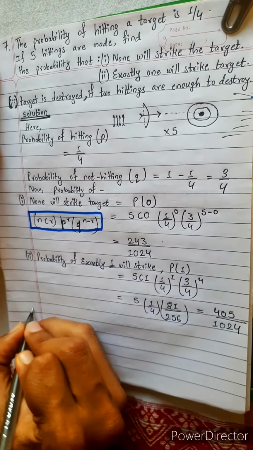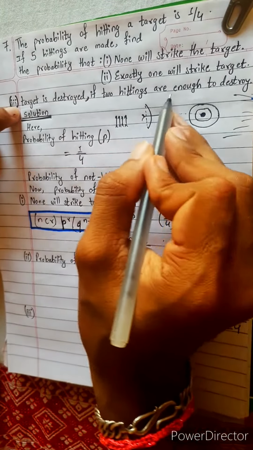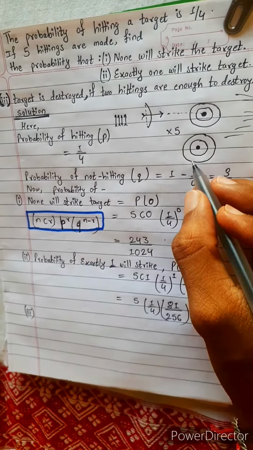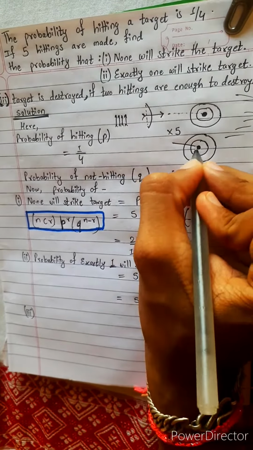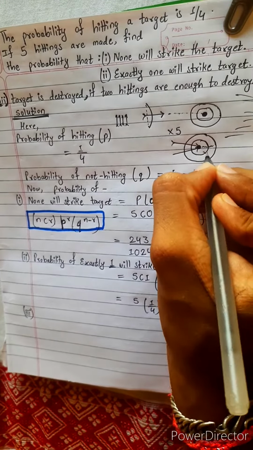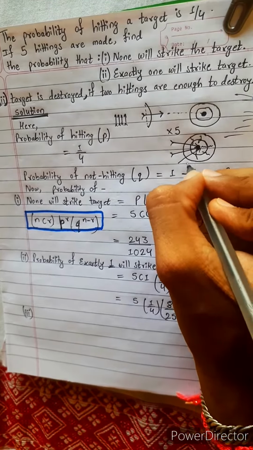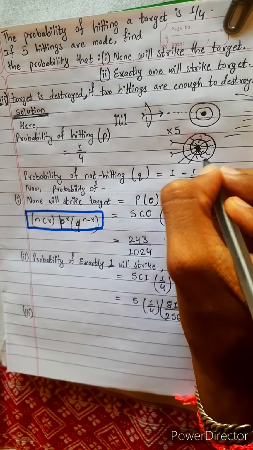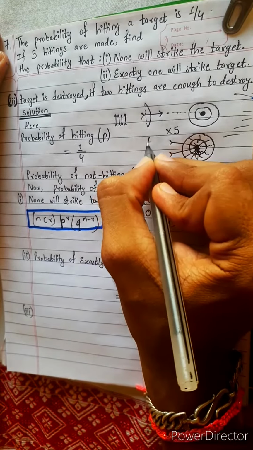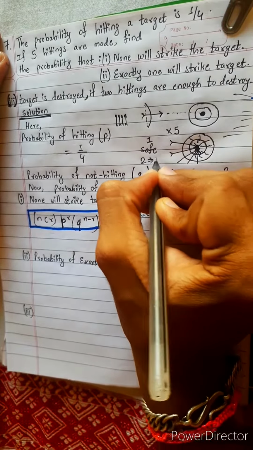Now third number. So a tricky question is given. Target is destroyed if two hittings are enough to destroy. If two times hitting, then the target is destroyed. It is asking us that. Suppose this is the target, and if we hit one time, nothing will happen to this target. If we hit two times, it will be destroyed, it will crack like this. If we hit three times, it will be more destroyed. If we hit four times, also destroyed. If we hit five times, also destroyed. So up to one time, it will not be destroyed. One is safe, the target will not be destroyed. But if we hit two times, then it will be destroyed.